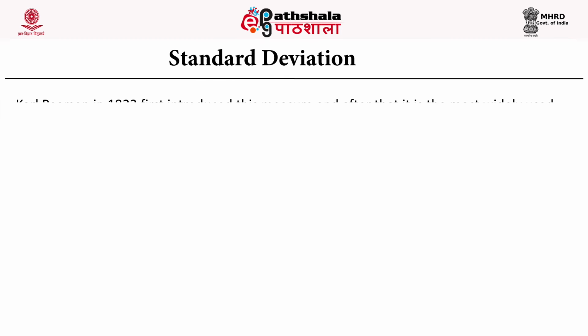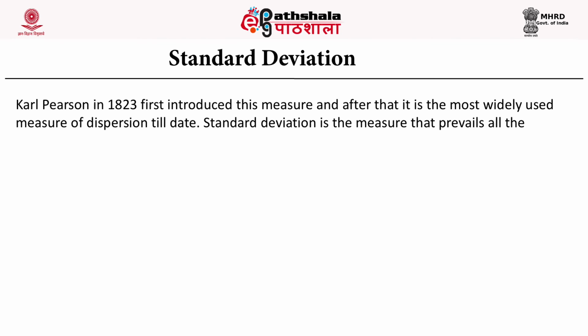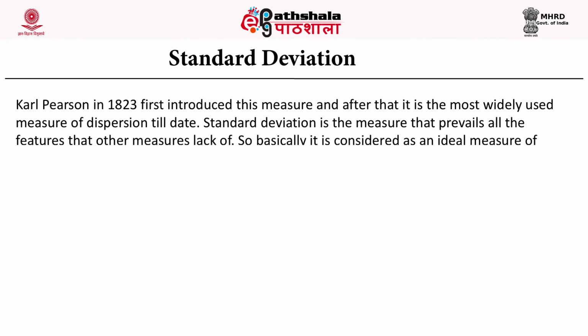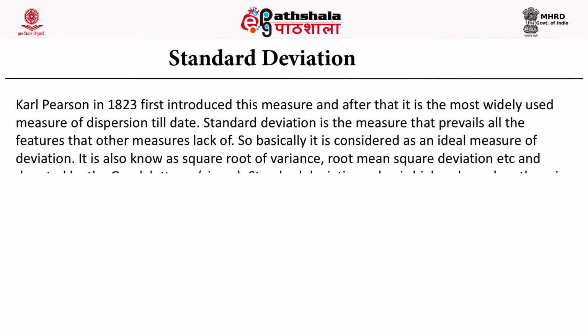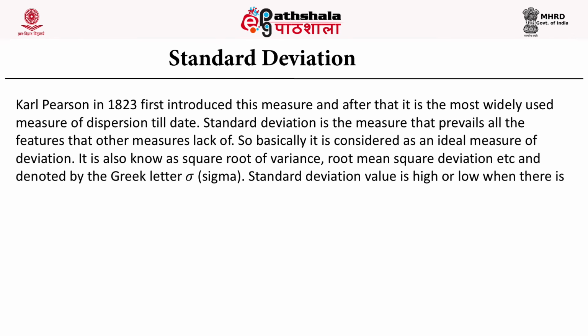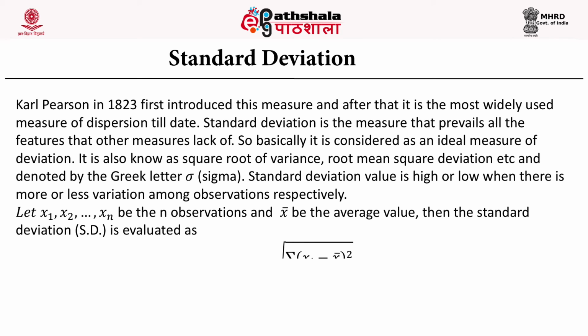Now we will discuss another measure, that is standard deviation, and it is the most widely used method for dispersion. Karl Pearson in 1893 first introduced this measure, and after that it has been the most widely used measure of dispersion till date. Standard deviation is the measure that has all the features that other measures lack. So basically it is considered an ideal measure of deviation. It is also known as the square root of variance, root mean square deviation, etc., and denoted by the Greek letter sigma. Standard deviation value is high or low when there is more or less variation among observations respectively.